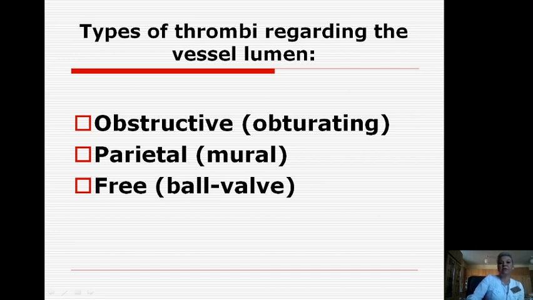The next classification, types of thrombi regarding the vessel lumen, may be obstructive or obturating, may be parietal or mural, and free ball valve. Free thrombus we can see in the heart cavities. This type of thrombus doesn't attach to the wall of the heart.